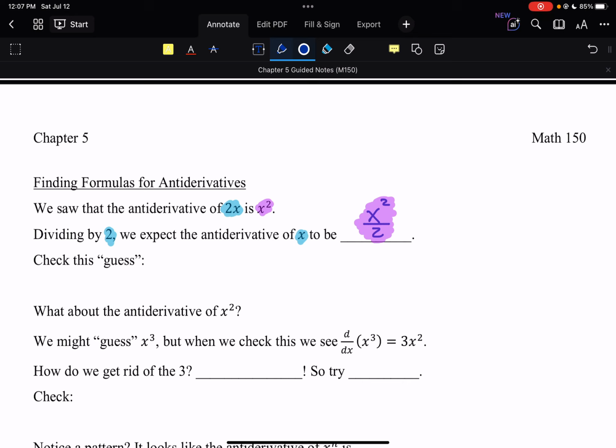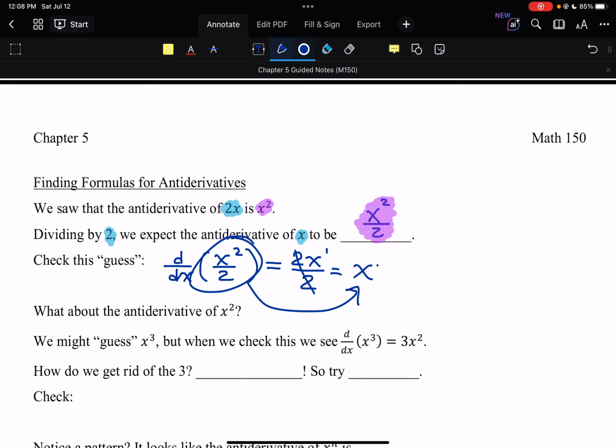Now, if we check this, take the derivative of x squared over 2. So we bring down the 2, so that's 2x to the first over 2. The 2's can cancel, and we're left with x, which is precisely what we wanted, right? So the derivative of x squared over 2 is x. So the antiderivative of x is x squared over 2. Okay, so we're making an educated guess based off of what we already know.